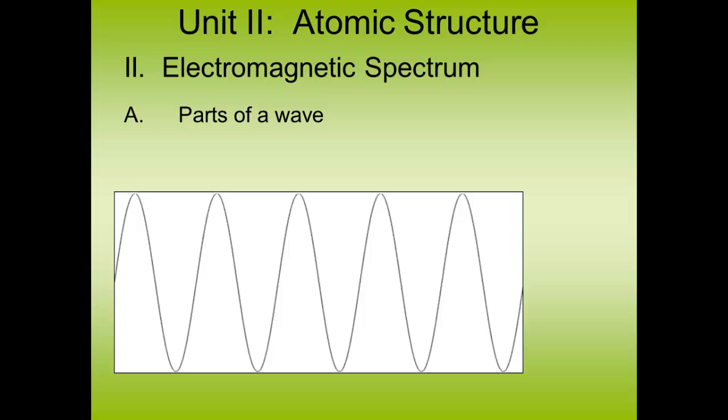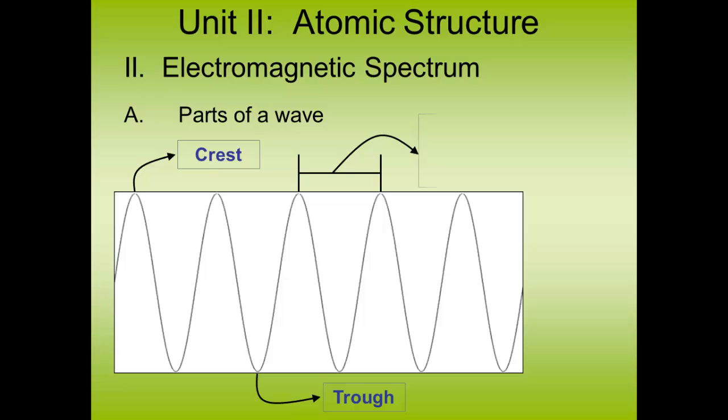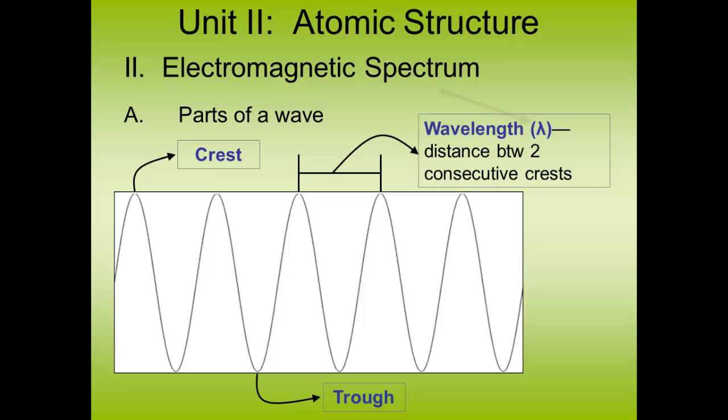So the top of the wave is called the crest. Not the Colgate, the crest. Yes, I know, people always get confused a little bit. It's not the toothpaste, it's the top of the wave. Okay? The bottom of the wave is called the trough. And then the distance between two consecutive crests or troughs is what's called the wavelength.